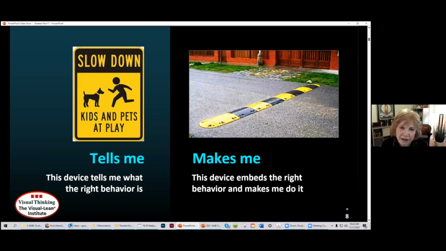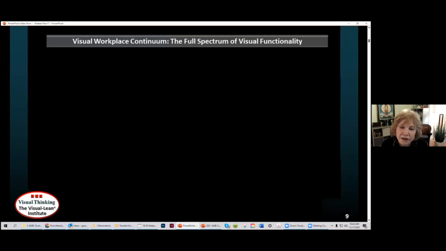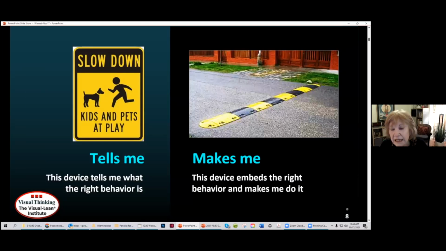Telling and making. Visual management is about telling. Visuality, workplace visuality, is about making, embedding the information, the vital operational information that we need into the living dynamic landscape of work.